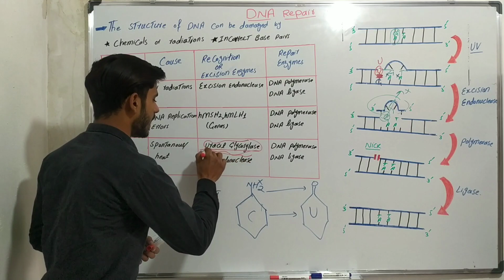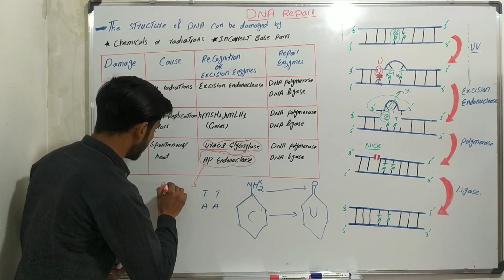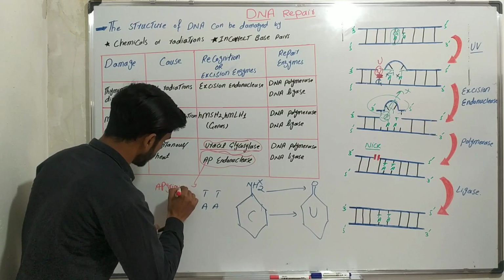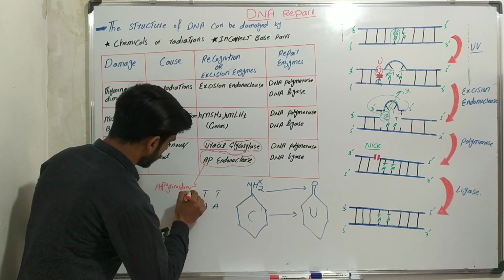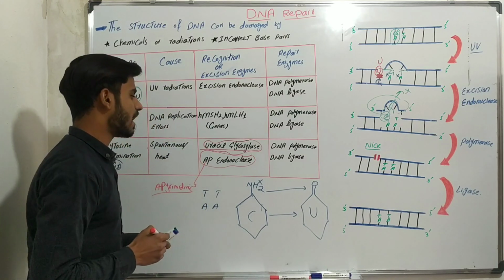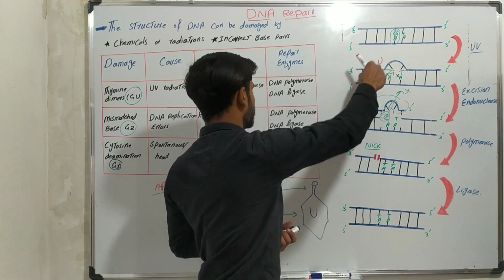What is that? AP endonuclease. AP stands for apyrimidinic. So this enzyme, apyrimidinic endonuclease, will come, and it will see that there is a problem that has been cut by the uracil glycosylase.